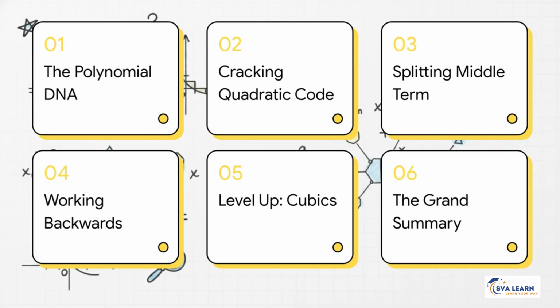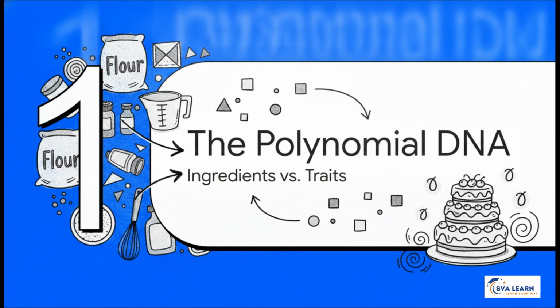So, here is our game plan. First, the polynomial DNA. Second, cracking the quadratic code. Third, splitting the middle term. Fourth, working backwards. Fifth, level up, cubic polynomials. And finally, the grand summary. Let's dive right in. All right, starting with Section 1, the polynomial DNA.